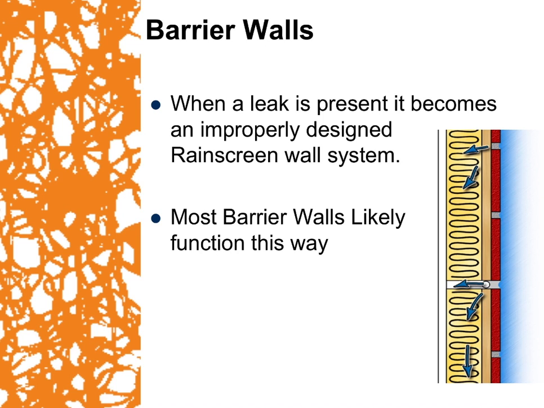When a leak is present in the barrier wall system, it becomes an improperly designed Rainscreen wall system. Most barrier walls likely function in this way. When the moisture gets introduced into the wall cavity or behind the facade, there is no energy or airspace that will allow for proper drainage and ventilation.